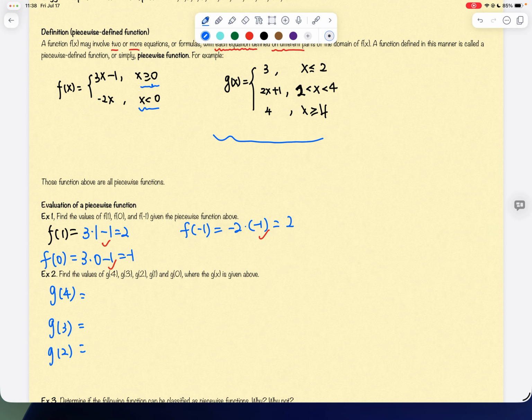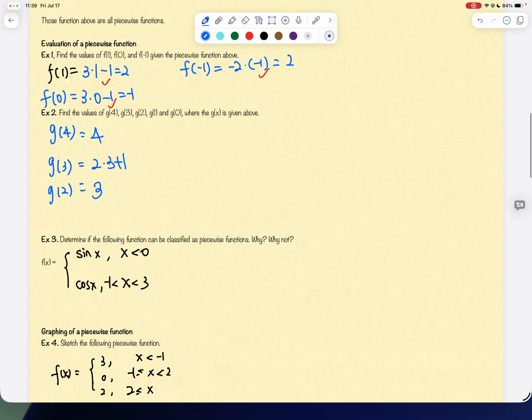The first one is a constant function, and I have g of 4, so 4 is greater than or equal to 4, so I choose this row. This row says, I don't care what your input is, your output should be 4, so that's what I end up with. If I'm looking for g of 3, 3 falls into this row, so that's what I should be using. I would have 2 times 3 plus 1. G of 2 is where the input is less than or equal to 2, so that's what I end up with. There's no place to substitute my value in, so it's a constant expression. I end up with 3.